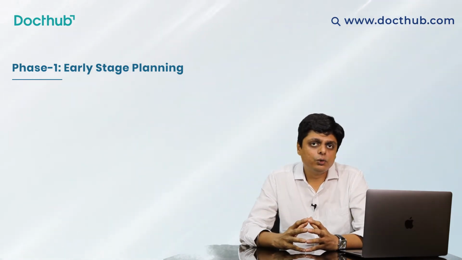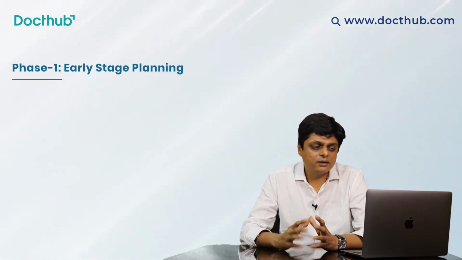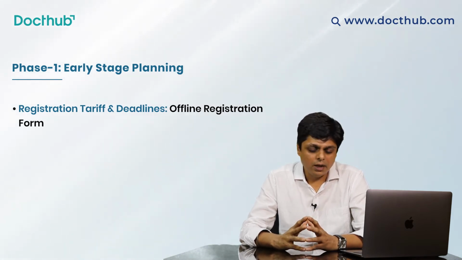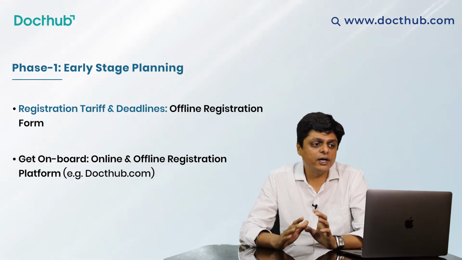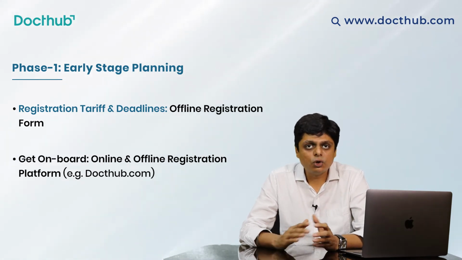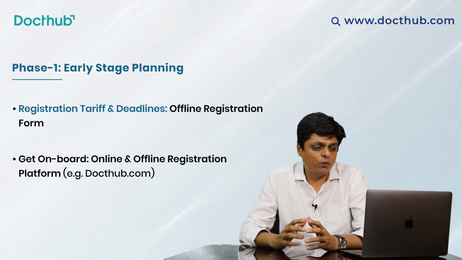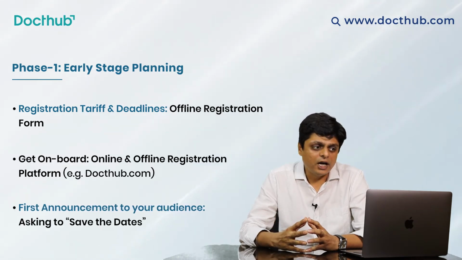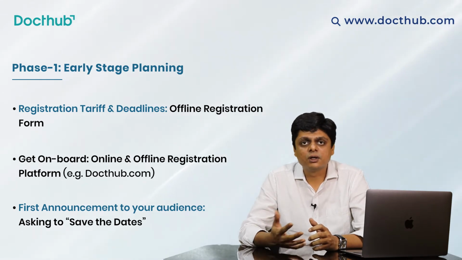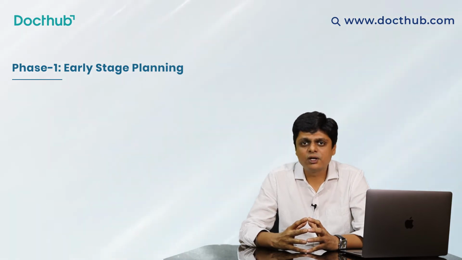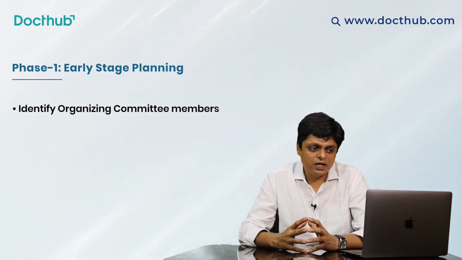After that, you should finalize your registration tariff and certain deadlines. At least have an offline registration form ready for the early birds, and get on board an online and offline registration platform. On Docthub.com, you get both solutions on one dashboard. Once you come up with your first announcement, usually a save-the-date, your audience can be ready, get the first notification, and book their dates.